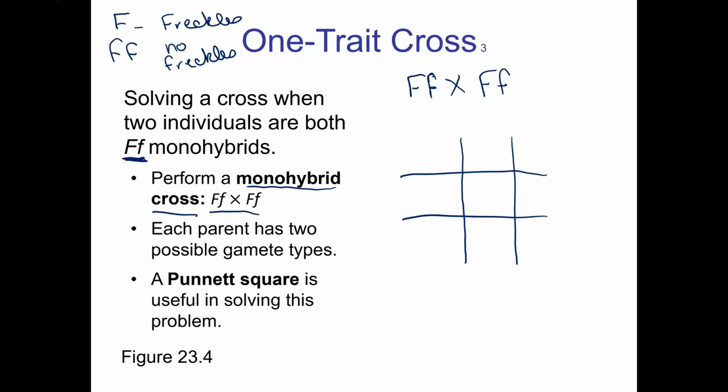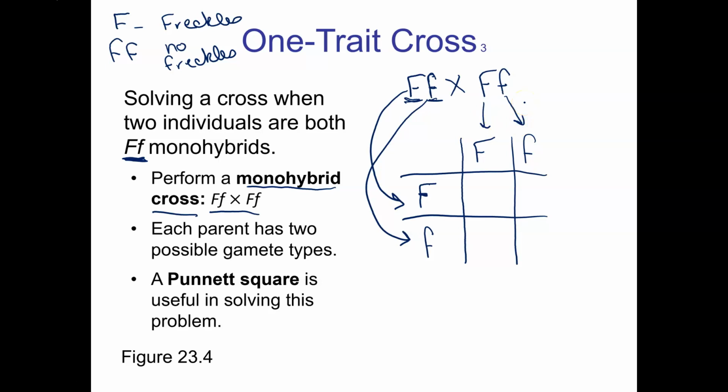So when you do a Punnett square, you're going to take the alleles or the genes, the factors, so each type of factor, and you're going to bring it into the square. Since dad can give a big F or a little f, and mom can give a big F or a little f, we put their gametes right here.